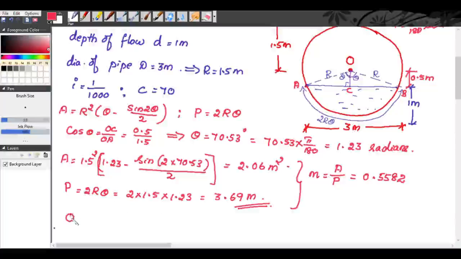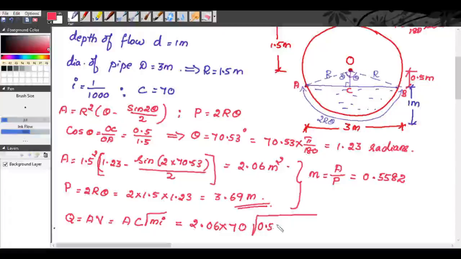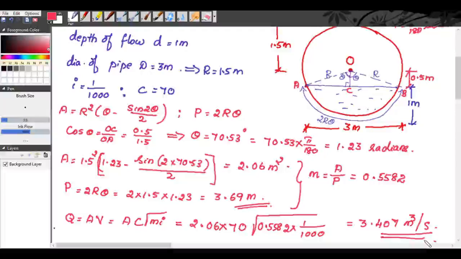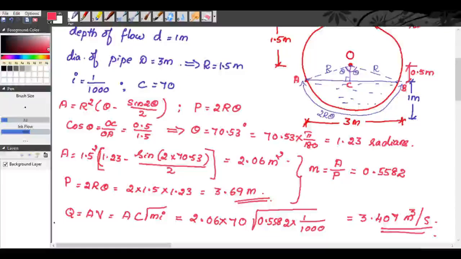Now we will find the discharge. We know discharge is equal to area into velocity. For velocity we will use the Chezy formula, C into root of mi. So area, we have obtained it as 2.06. So 2.06 multiplied by Chezy's constant, taken as 70, into square root of m, which is 0.5582, into i, which is 1 by 1000. We get the discharge as 3.407 meter cube per second. That's all. We will move on to our second problem.